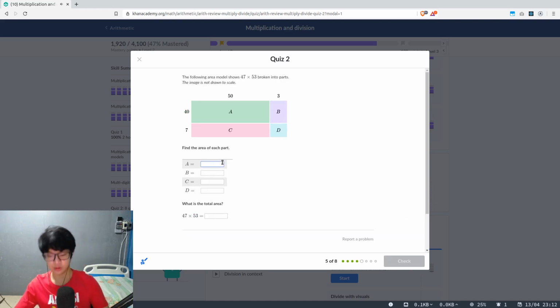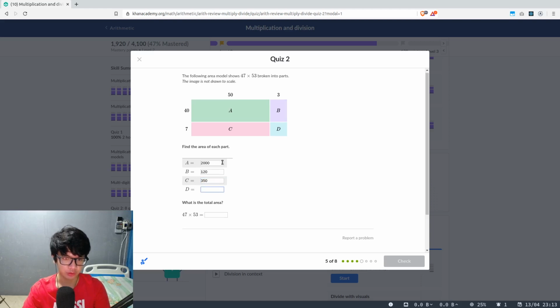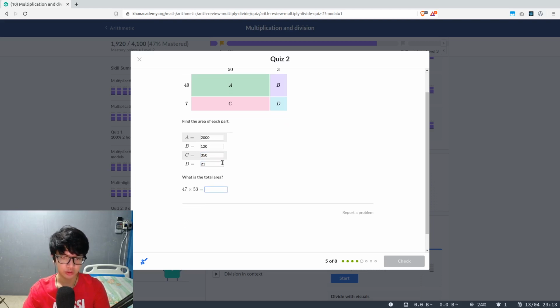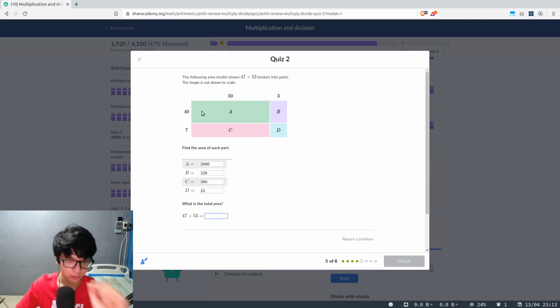Okay. Oh shit, this one I had a lot of error in this kind of activity. So it's kind of 2000 for A. And then for B, we have 120. And for C, we have 350. I think. Yep, that's 350. And for D, we have 21. Holy shit, I'm gonna double check. I don't want to make a mistake. Oh, that's 2000. Sorry. B, 120. 350. 21. Okay.